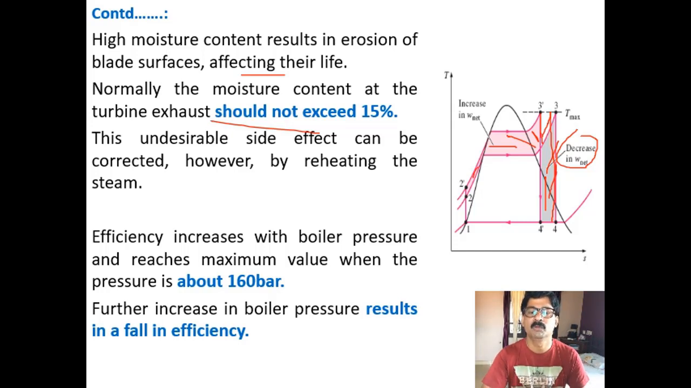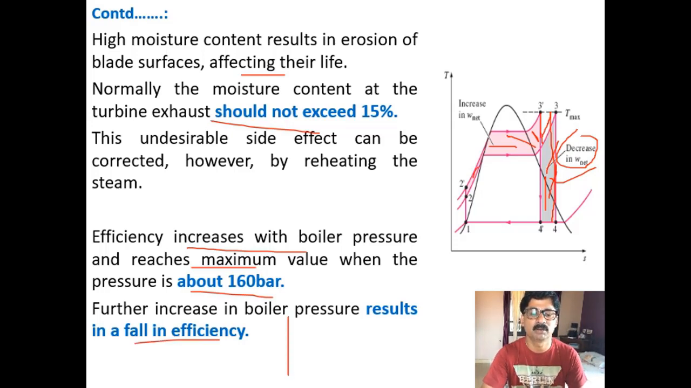Further, the moment the pink shaded area becomes less and this area becomes more, your net work output becomes less and the efficiency also decreases. So the efficiency increases with the boiler pressure and reaches a maximum value, and further it decreases. It is found to be at 160 bar pressure. So up to 160 bar pressure, if you increase the boiler pressure, the efficiency of the entire plant, or the Rankine cycle, increases. Further increase in pressure results in a fall in efficiency.